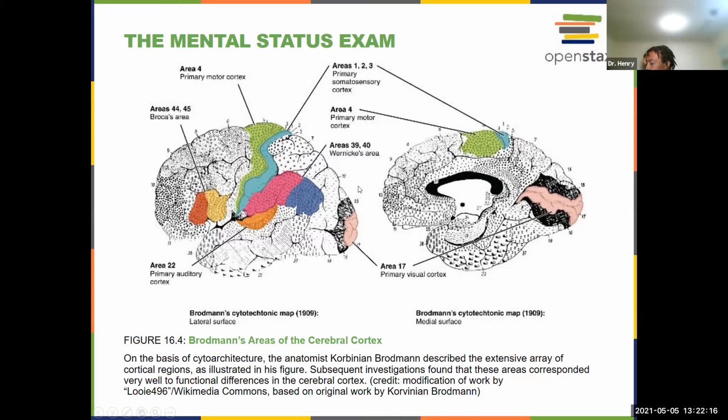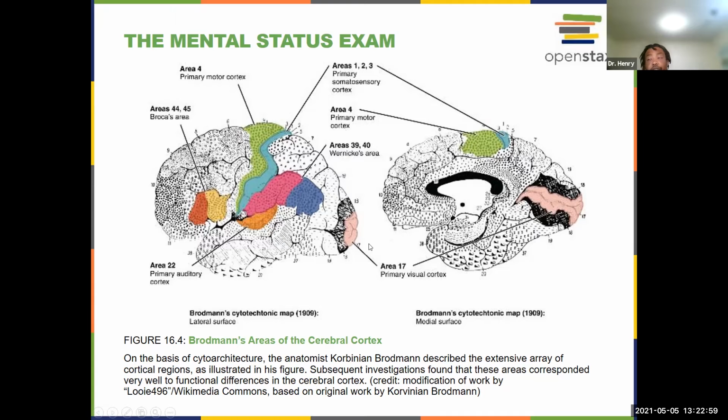What was the other one? We have area 22, which is responsible for primary auditory cortex. So here's area 22, area 23 surrounding it. Now, area 23 is responsible for processing the auditory information.